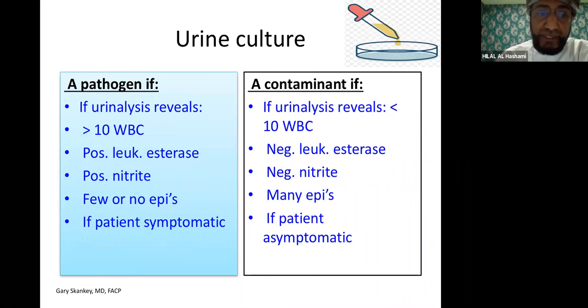For the urine culture, you consider it a true pathogen if the urine analysis shows more than 10 white blood cells, positive leukocyte esterase, positive nitrite, few or no epithelial cells, and if the patient is symptomatic. On the other hand, you consider it a contaminant if the urine analysis reveals less than 10 white blood cells, negative leukocyte esterase, negative nitrite, many epithelial cells, and if the patient is asymptomatic.